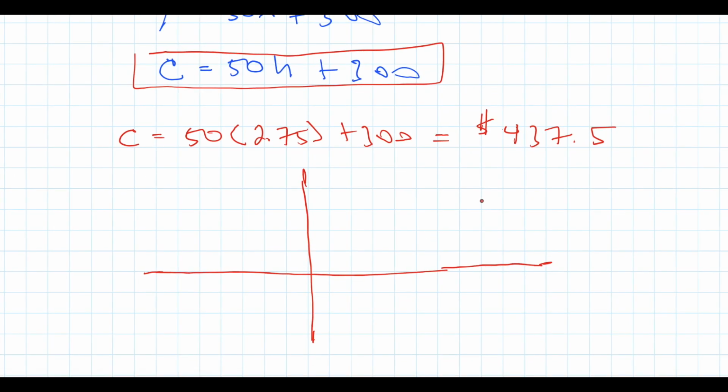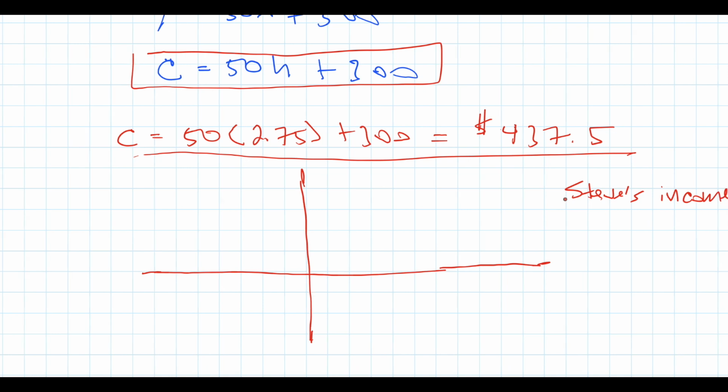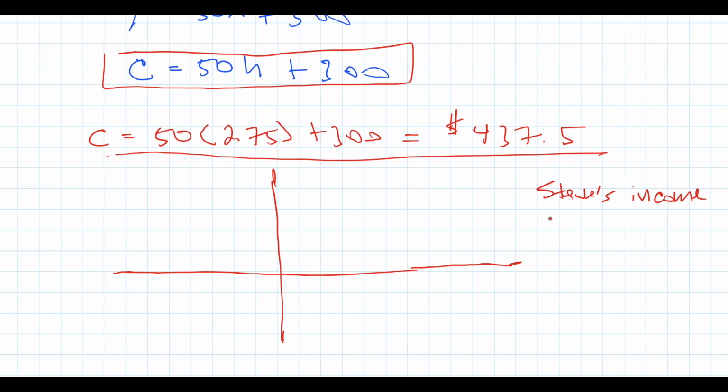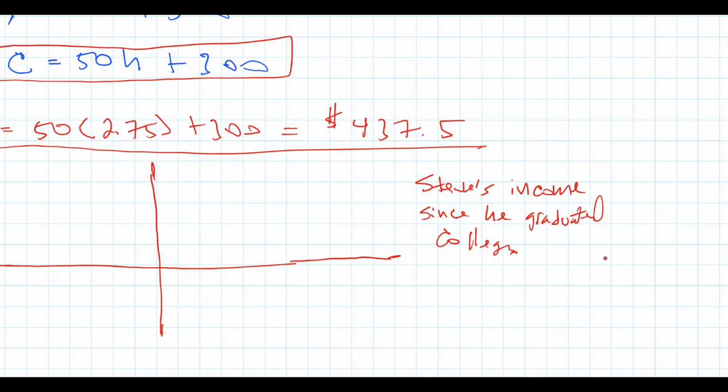So if you have a graph like this, and we'll say this is Steve's income since he graduated college. By the way, my sentence is grammatically incorrect. Graduated from college.